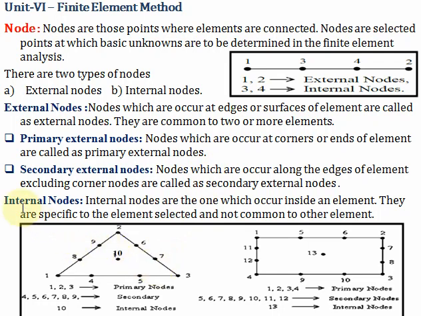Now the second type of node is the internal node. Internal nodes are those which occur inside the element. They are specific to the element selected and not common to other elements. In this figure, node number 10 is the internal node, whereas in the second figure, node number 13 is the internal node.